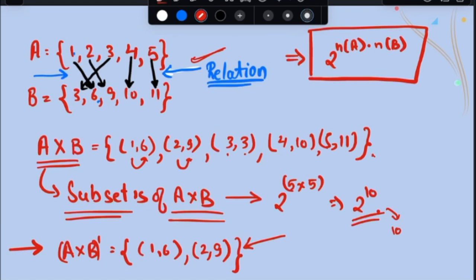Repeating once again, what did I just say? Any subset of A cross B, let me write.